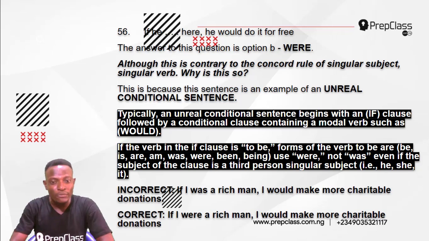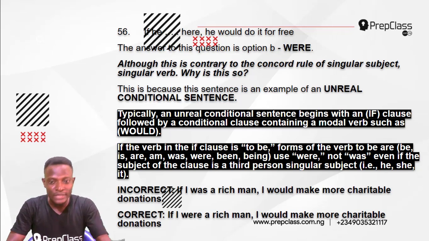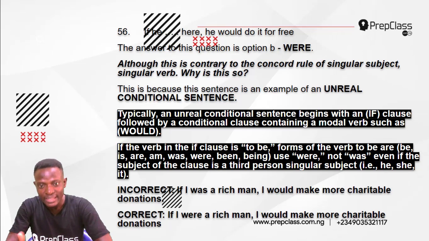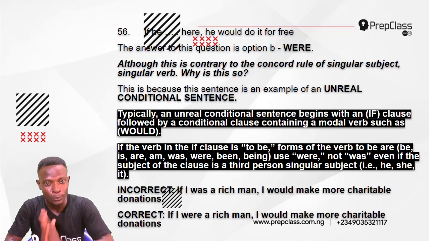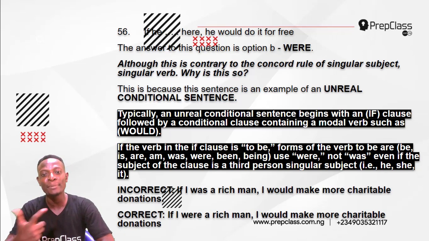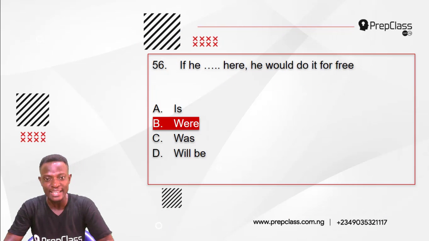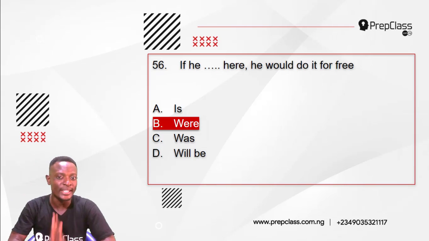So regardless of the nature of the subject, be it a singular subject or a plural subject, we have to use were. That is, if the verb required is a form of the verb to be. And we have 8 forms of the verb to be. We have be, is, are, am, was, were, been, and being. So going by this explanation, the answer is option B. If he were here, he would do it for free.